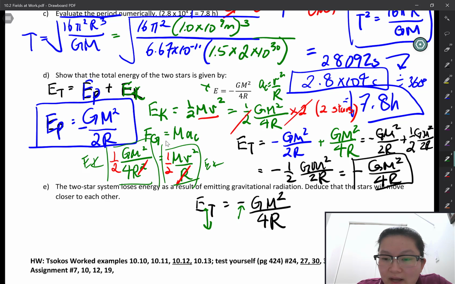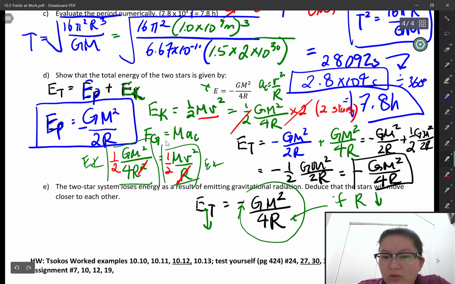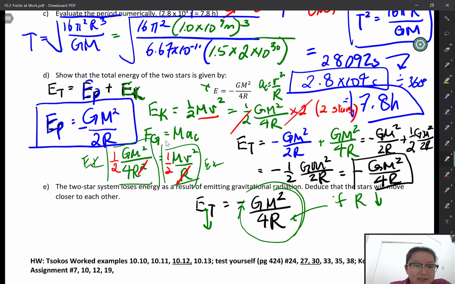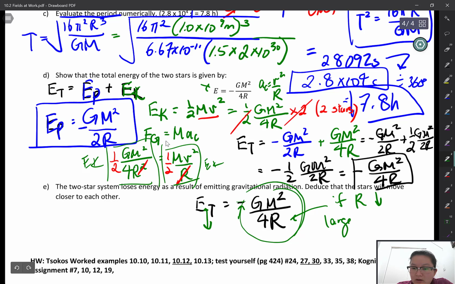So why do the stars have to move closer together? Closer together means R has to be smaller. If R decreases, you're thinking, well, that makes this whole thing bigger, right? Yes, it makes this whole thing bigger, but because it's negative, a bigger negative number is going to be less total energy. So if R decreases, you're going to get a larger negative number. Therefore, total energy would be going down.